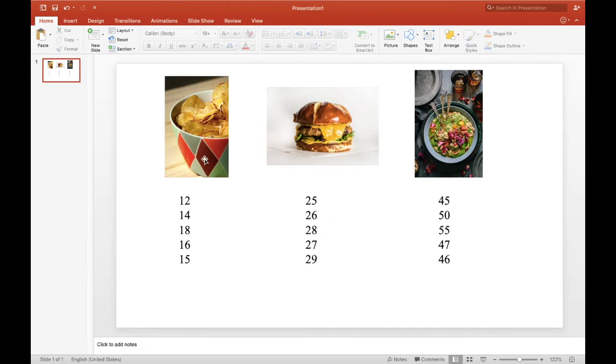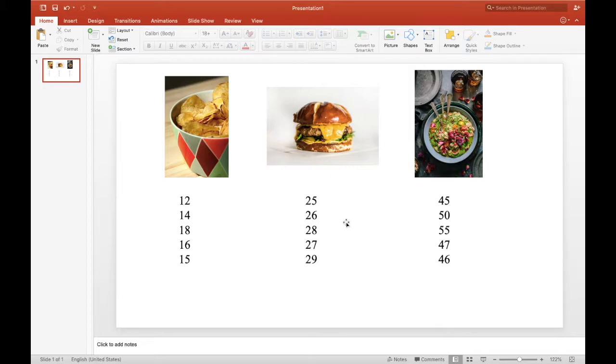So for example, in the chips group, the first person felt hungry after 12 minutes after consuming the chips. The other person felt hungry again after 14 minutes. Then the other one 18 minutes, 16 minutes, and 15 minutes, and so on. In the burger camp, you see the person felt hungry after 25 minutes. The second person 26 minutes, 28 minutes, the fourth one 27 minutes, and 29, and so on. In the last group, the healthy meal group, the first person felt hungry after 45 minutes. The second one 50 minutes, and so on.